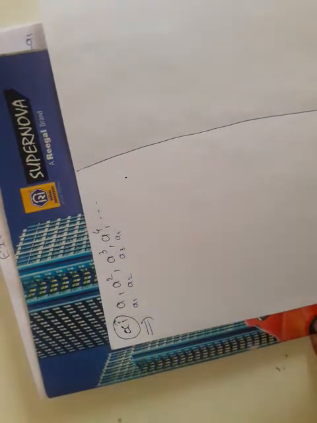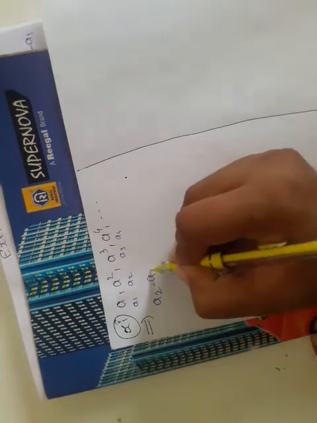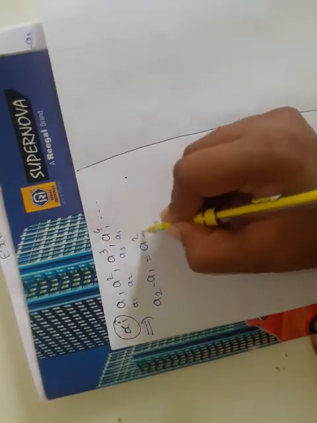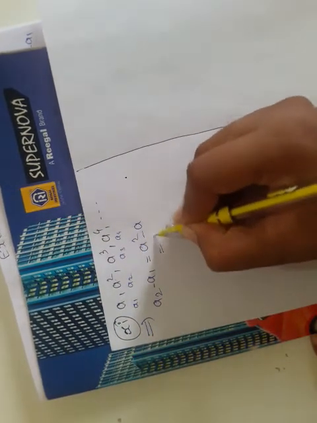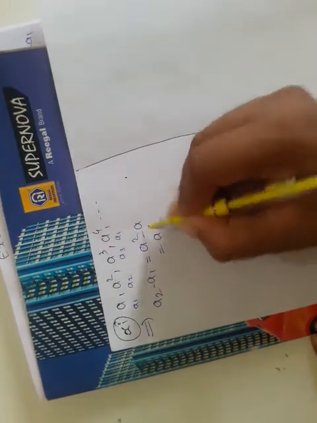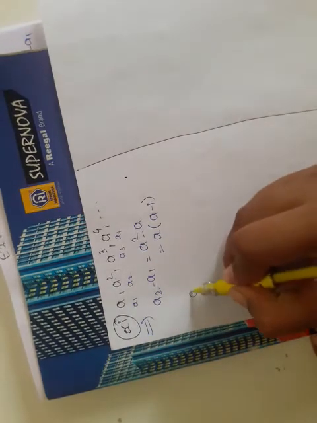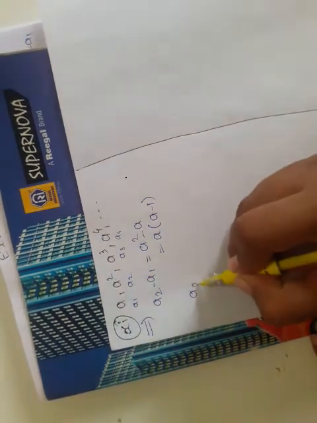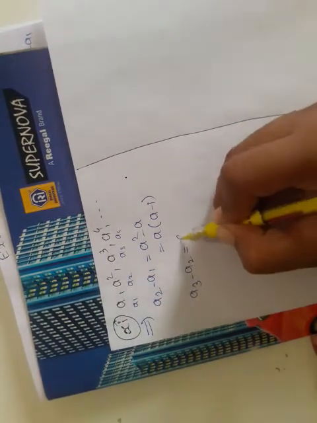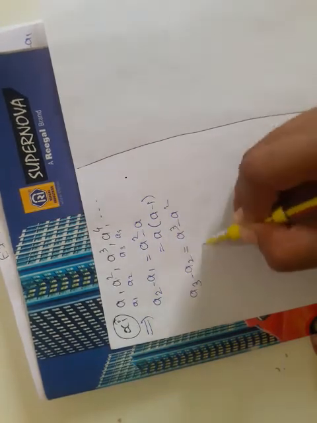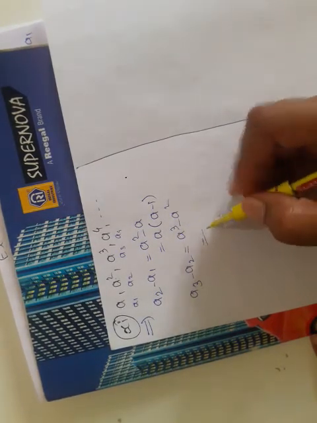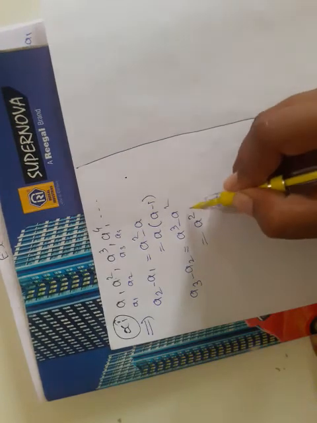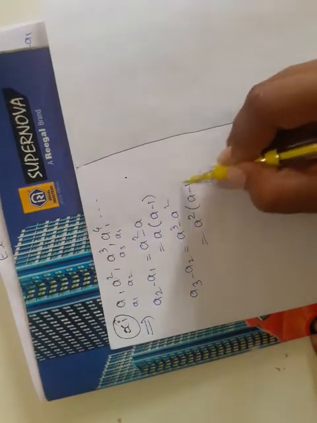Now find the difference. a2 minus a1 is equal to a square minus a, which is equal to, now a is common, so take it as common, and in the bracket a minus 1 is remaining. So this is the common difference. Now take the difference between a3 and a2. So a3 minus a2 is equal to a cube minus a square. Again a square is common in both terms, so take it as common, a square, and in the bracket a minus 1 is remaining.